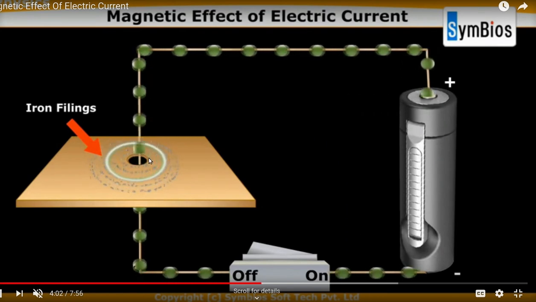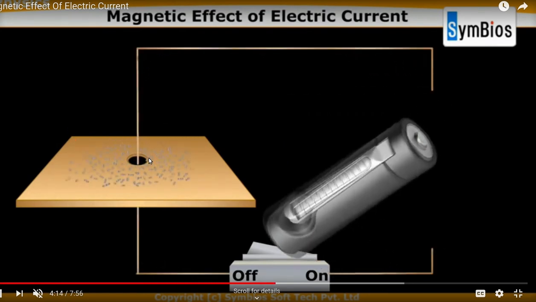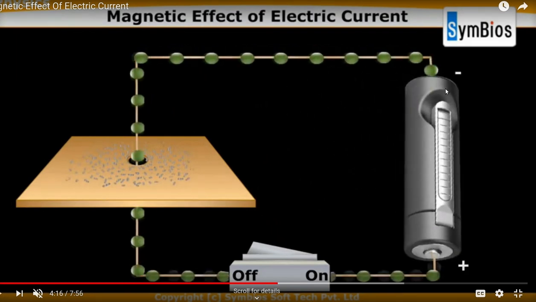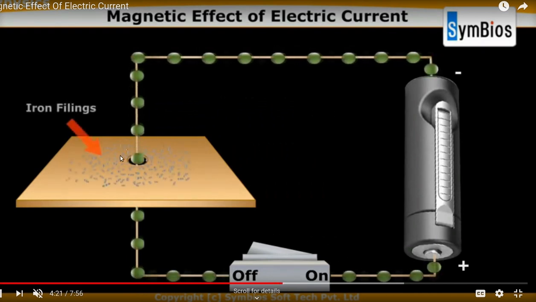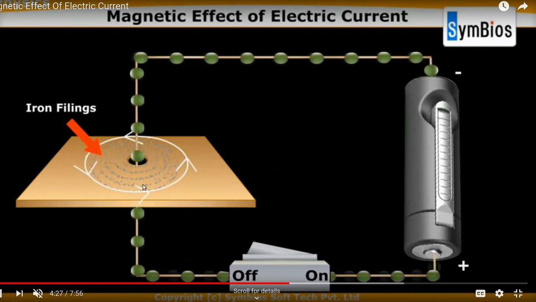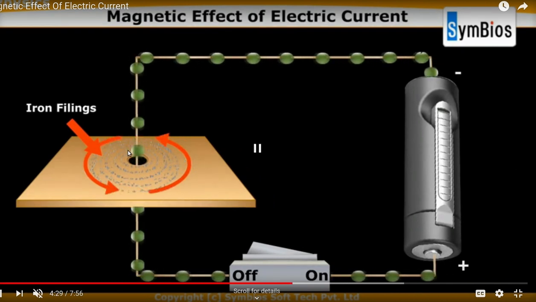And if we go a little bit forward in the video, they are going to switch the battery so that the positive terminal is at the bottom and the negative terminal is on top. So now the electrons are going to flow like this, which means the current is going to flow upwards. So let us see what happens. The circle has formed. Now how will the direction be? The direction is now like this, and that is because of this thing called the right hand thumb rule.